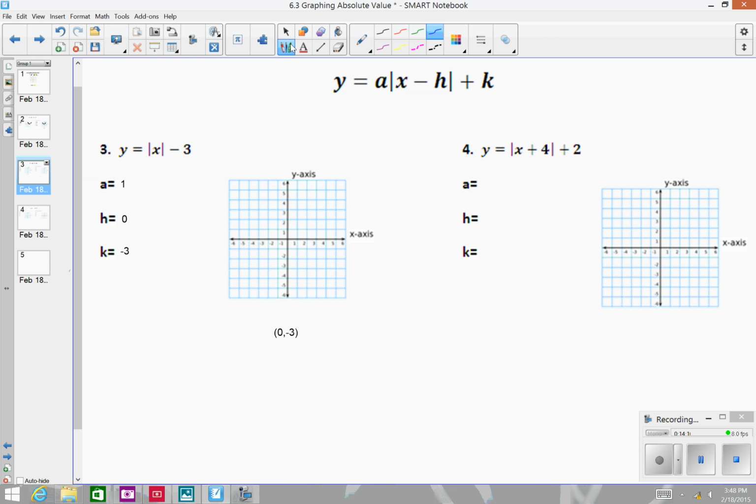Let me get my pointer, and let's do this one in red. So it's going to be 0, -3. I'm going to go 0, -3 is right there. Good. Now from here, I'm going to use my slope.